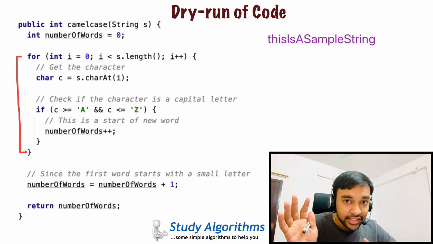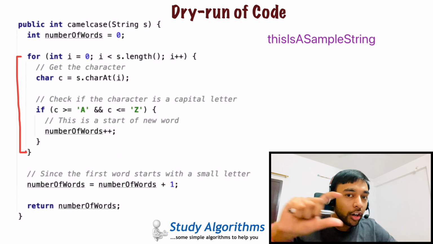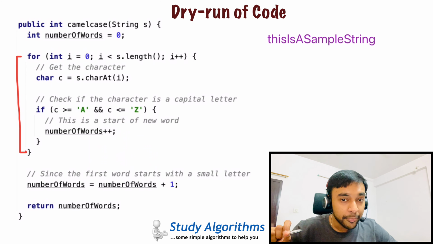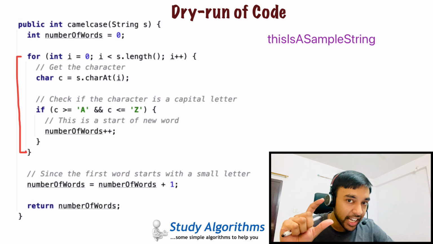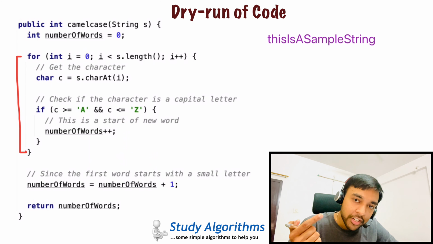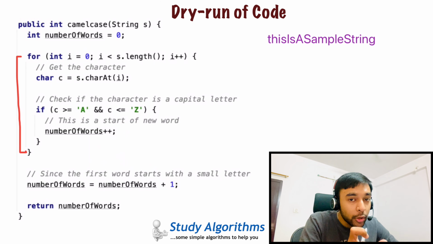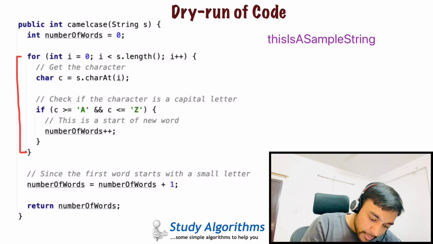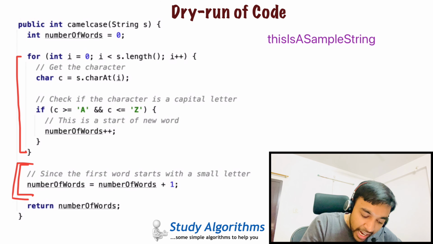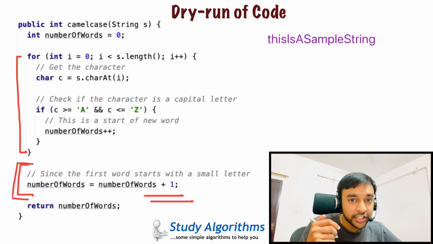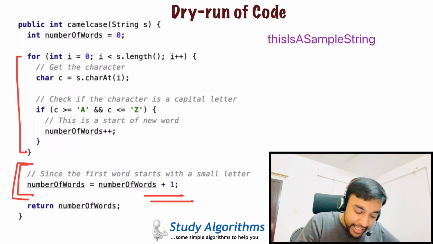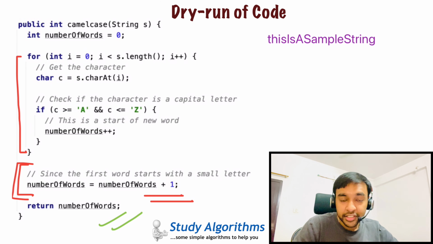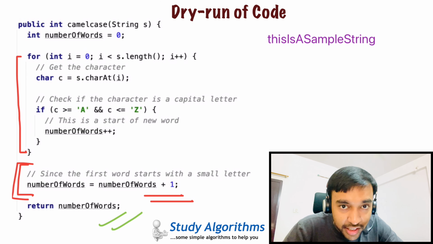Once this loop ends, I have iterated through all of the characters in the string. I have completed one entire scan. So what are we remaining with? We still need to include the first word that started with the small letter, right? And hence, as a final step, I increment the counter of number of words by 1. And ultimately, I return the number of words. So this will give you your answer.